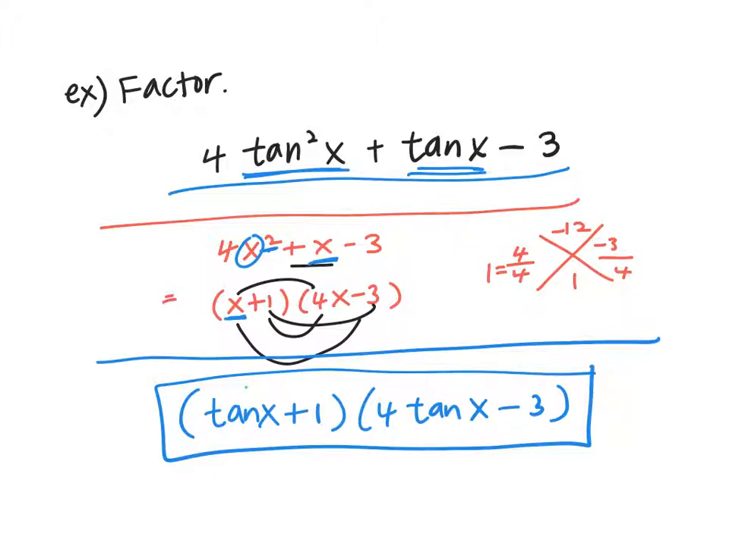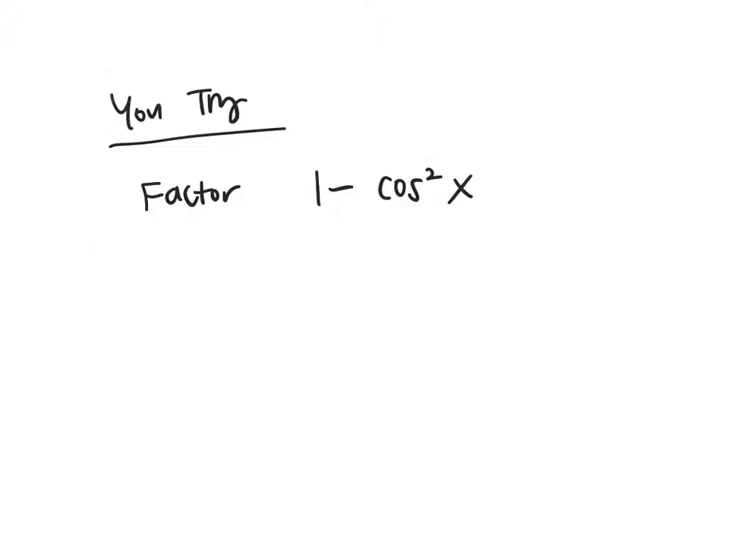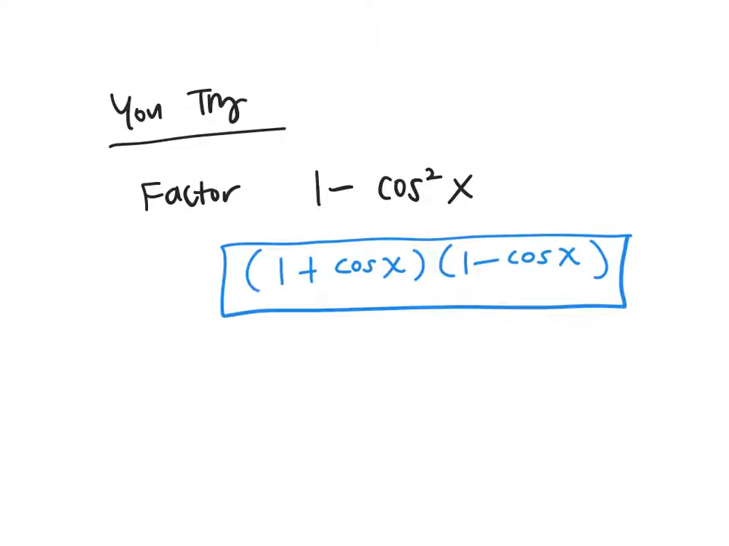Again, you can check your answer by FOILing if you wanted to. You get 4 tangent squared x, and then you get negative 3. And you get 4 tangent of x minus 3 tangent of x, giving you a middle value of positive tangent of x. Go ahead and factor 1 minus cosine squared x. Here's your final answer. It's a difference of two squares, so you should get two conjugates, right? 1 plus cosine of x times 1 minus cosine of x.